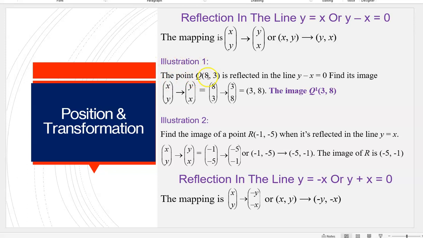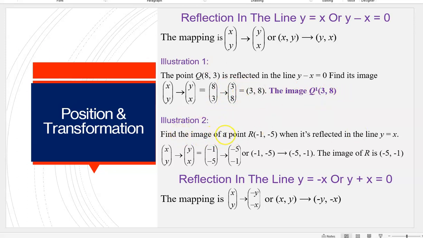Illustration 1. The point Q, 8, 3 is reflected in the line y minus x equals 0. Find its image. Therefore xy maps to yx. We interchange x and y. The position of the x and y coordinates changes. It was 8, 3, and then it maps to, we interchange it, so it's going to be 3, 8. Therefore the image Q1 is 3, 8.